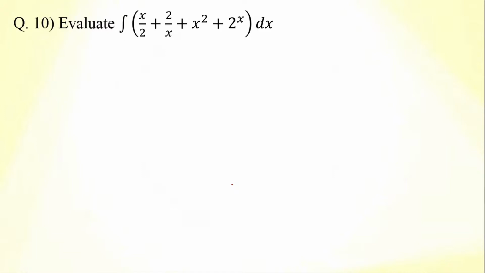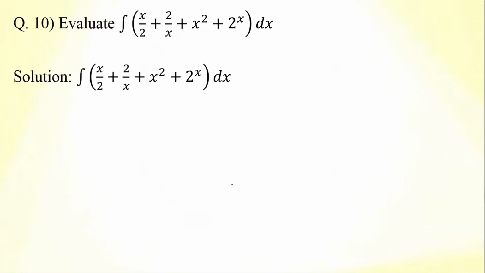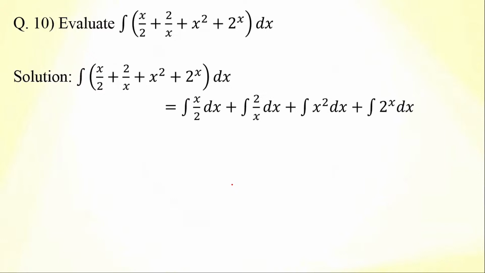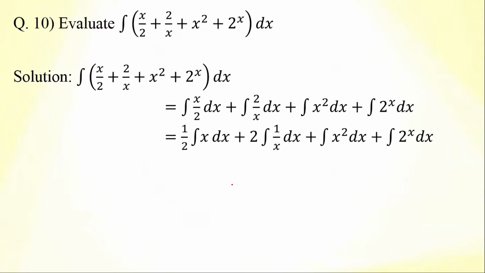Moving further to the next question, number 10. The 10th question is this. Integrate these four functions which have been combined to make a single function: x by 2, 2 by x, x raised to power 2, 2 raised to power x. How will you integrate all these? So this is 1 by 2 integral x. 2 is a constant, write it here. Integral 1 by x dx, integral x square, and integral 2 raised to power x.